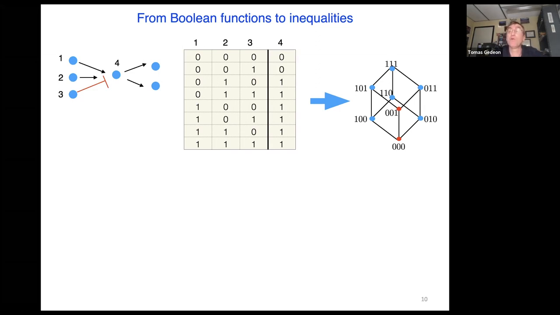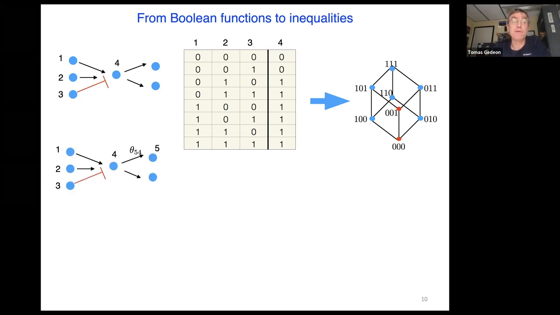Here I list all the input patterns, which is eight of them, and they form a partial order. Zero, zero is the lowest, one, one is the highest. I marked each node by a blue dot if the result of that input is going to be a value one of the function, and a red dot if it's zero. You can put some threshold in between the red and blue dots, and that's how I can think about this Boolean function.